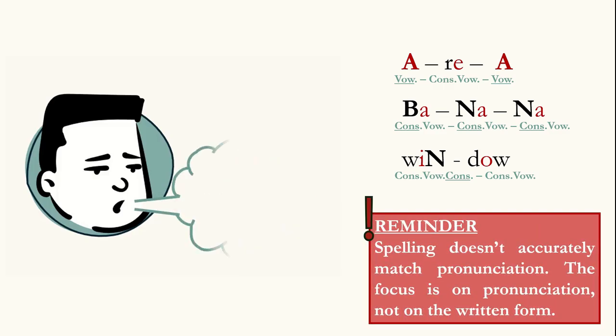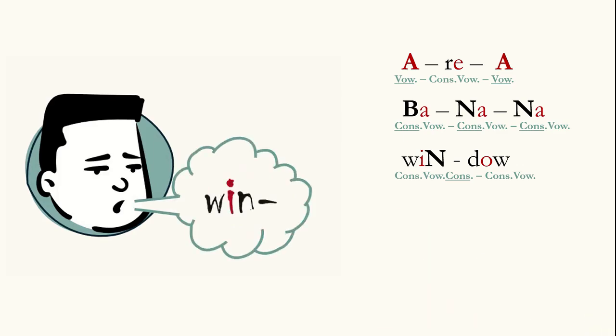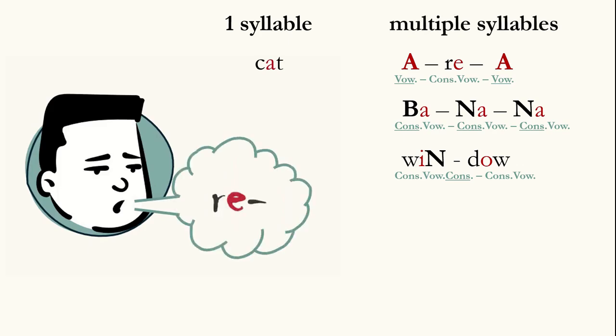Reminder: in alphabetic languages, when discussing phonetic processes like vowels, consonants, syllables, and stress, the focus is not on how the word is spelled, but how it is pronounced. Writing systems reflect pronunciation only partially, so what looks like a closed syllable in writing might actually sound open when spoken. A word can consist of one syllable, like the word cat, or multiple syllables.